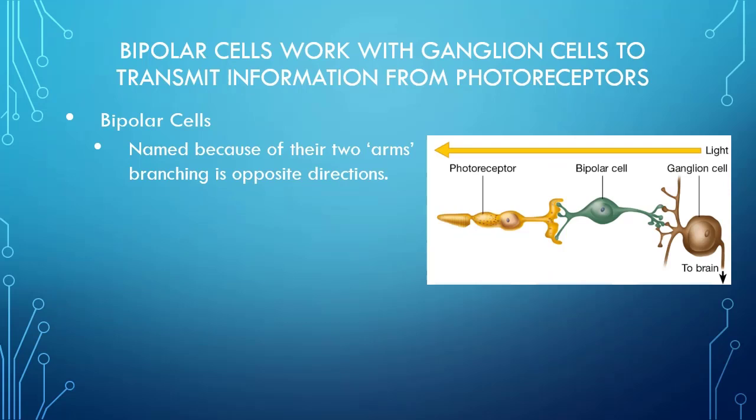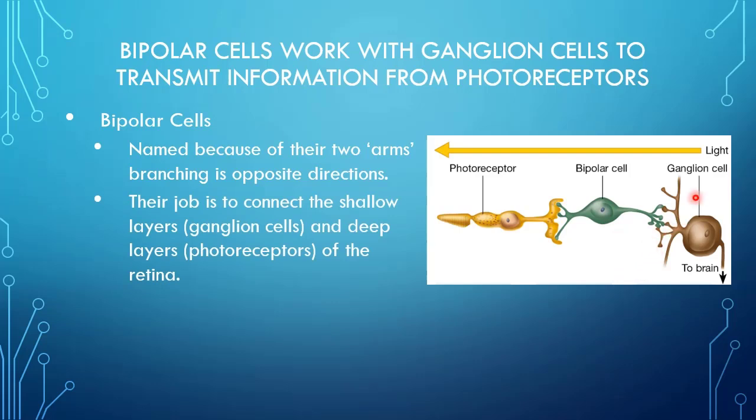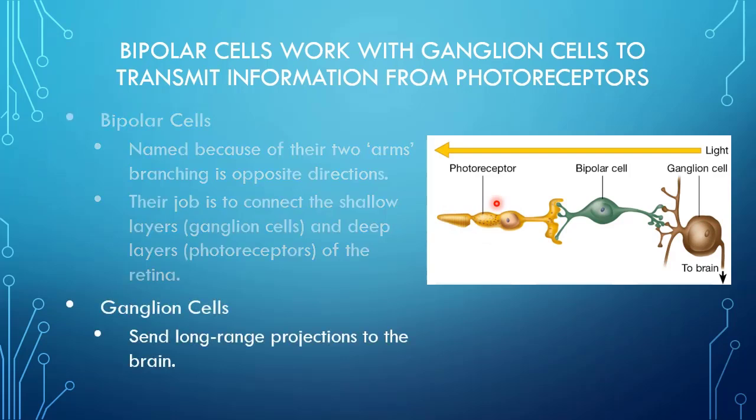So talking about each of these layers for a second, bipolar cells were given their name because they have two poles, just like the Earth, branching off in two directions. And their job is really simple. It's just to connect these ganglion cells and these photoreceptor cells. They're basically a bridge. That's what you need to know. The ganglion cells out here in this shallowest layer of the retina, exactly where the light first hits the retina, their job is to send long-range projections to the brain.